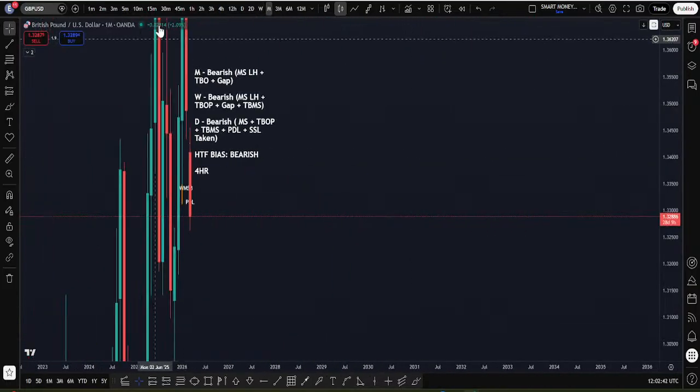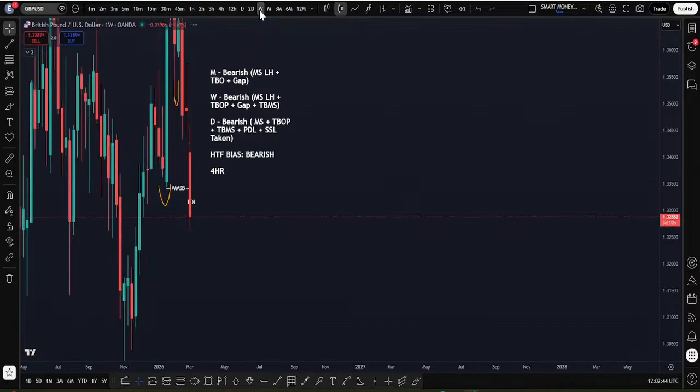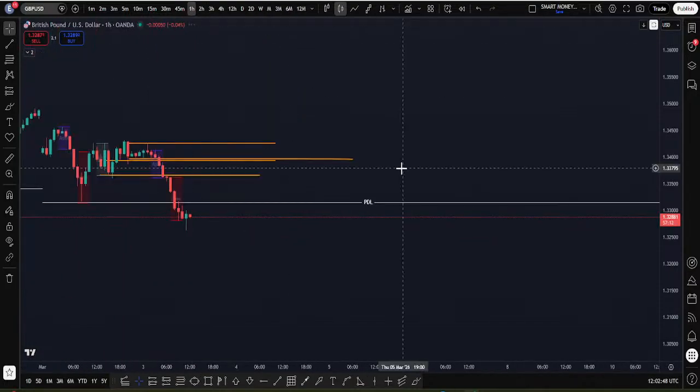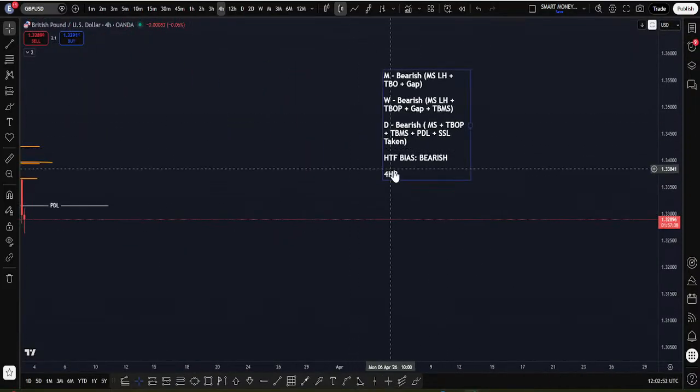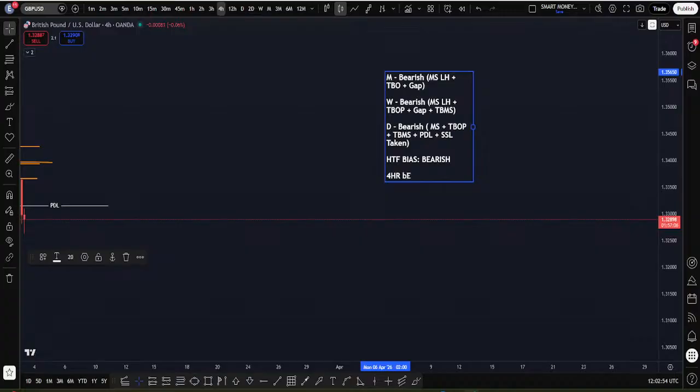Let me just check the monthly, again, the weekly. Yeah, for now, I like the idea that we are just simply trending. So I'm going to put in here 4 hour bearish. I don't know if I'm missing anything here, but I'm going to put 4 hour bearish, trending down. I don't think there's anything more to say.